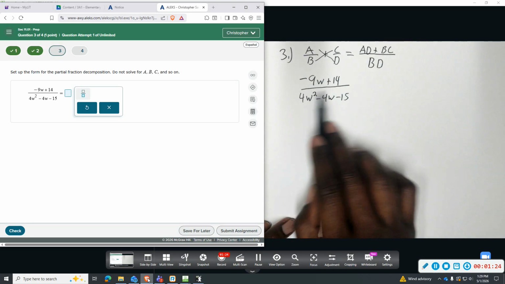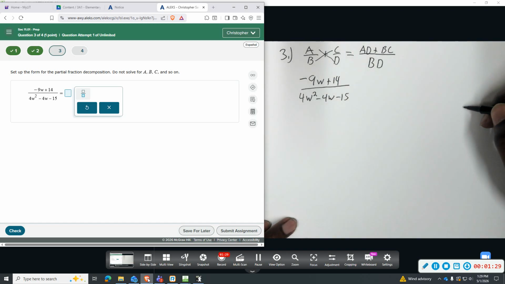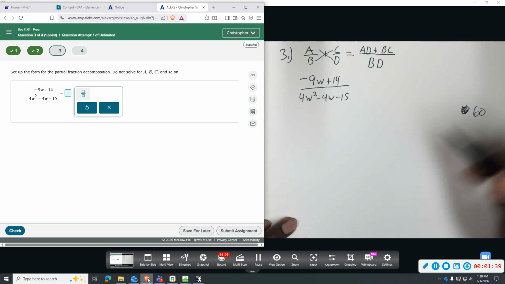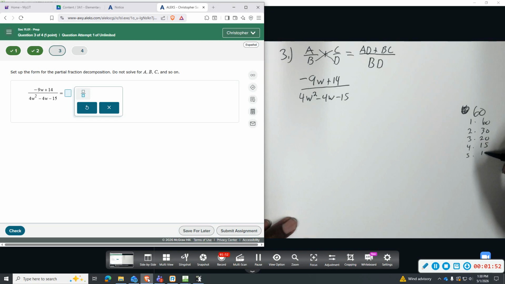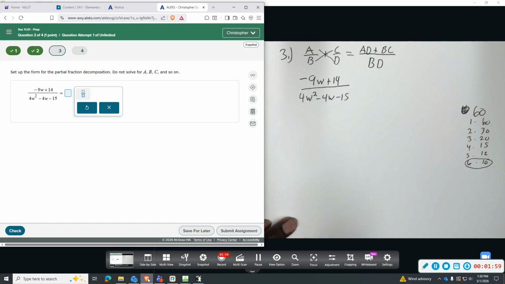Alright, so I'm going to try to factor the denominator. 4 times 15 gives me 60. I'll write that over here. Not 16, 60. And we're going to write the factors of 60. We're looking for numbers that when we subtract, we get 4. 1 and 60, 2 and 30, 3 and 20, 4 and 15, 5 and 12, 6 and 10, and I think that's it. 10 minus 6 will give me 4.